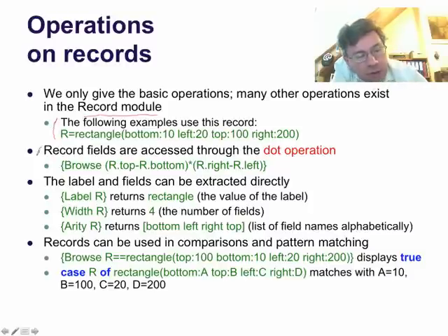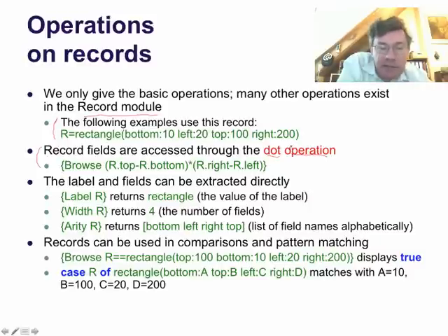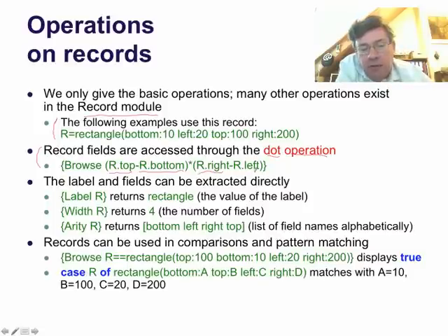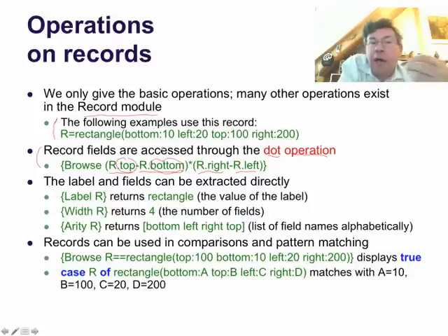The first and most basic operation is the dot operation. This lets us access the fields of a record. For example, R.top minus R.bottom, and R.right minus R.left, and then we do the calculation. Notice that top, bottom, left and right don't have to be known in the text of the program. They can be atoms that are calculated or returned as results of functions, and so on.